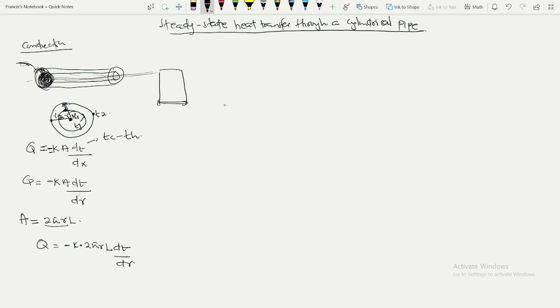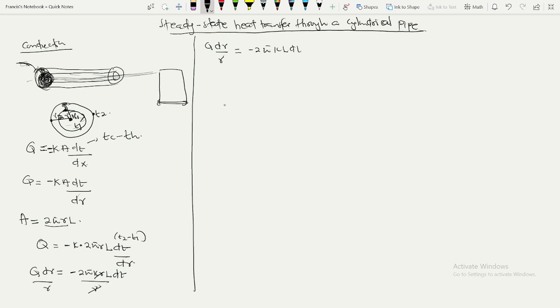Now mostly when there is a hot fluid flowing through this, T1 is at a higher temperature than T2. So our dT here is something like T2 minus T1. This has a lower temperature than T1. So let's group like terms. We can say Q dr is equal to negative 2 pi KrL dT. You can divide through by r, and then we are going to get Q dr over r is equal to negative 2 pi KL dT.